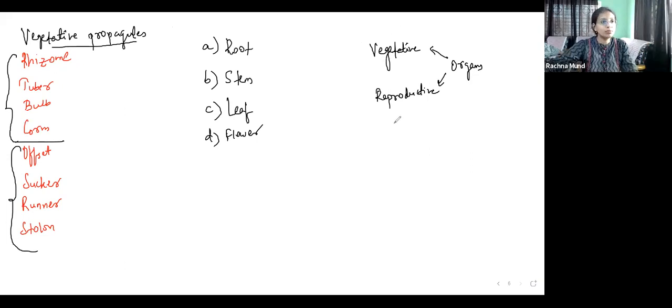But these are basic questions, and if you will not be able to answer the basics, then how shall I enter deep into that? If you answer this, then only I can discuss these structures. So what is vegetative, what is reproductive?